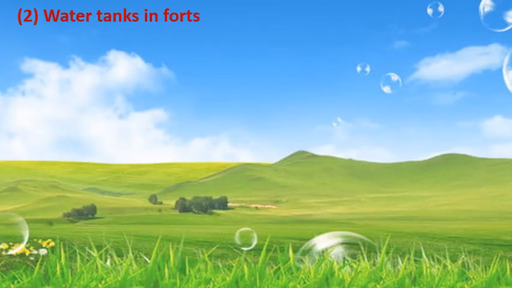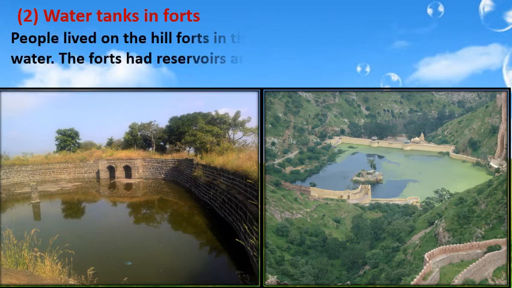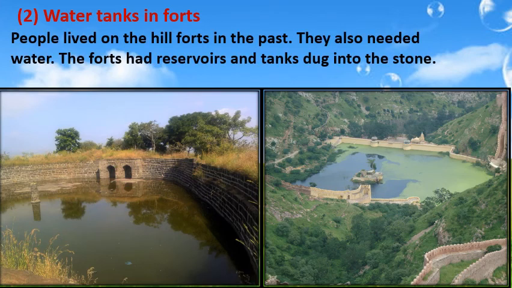Second one is water tanks in forts. See the picture. These are the water tanks on the forts. People lived on the hill forts in the past. They also needed water. The forts had reservoirs and tanks dug into the stone. The first picture is of Shivaneri Fort and the second is of Jaigarh Fort. See how they stored the water.